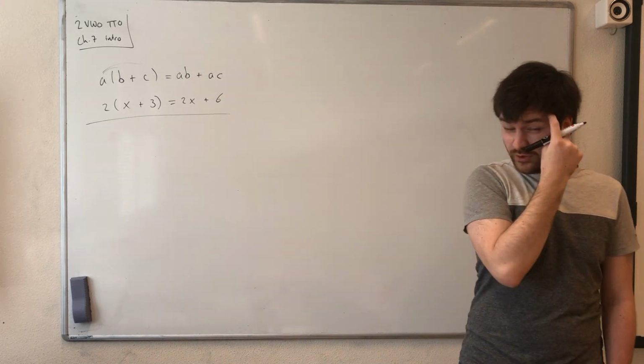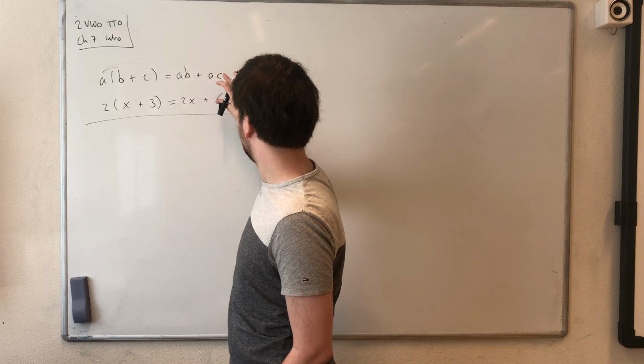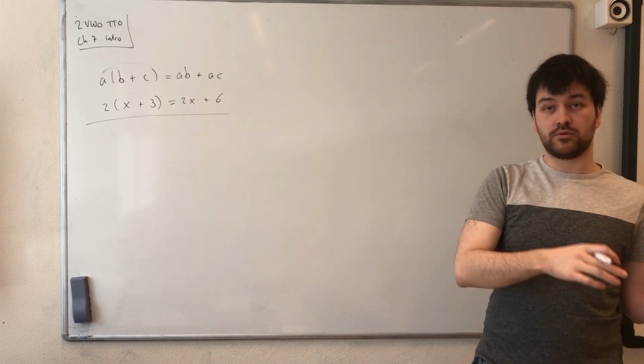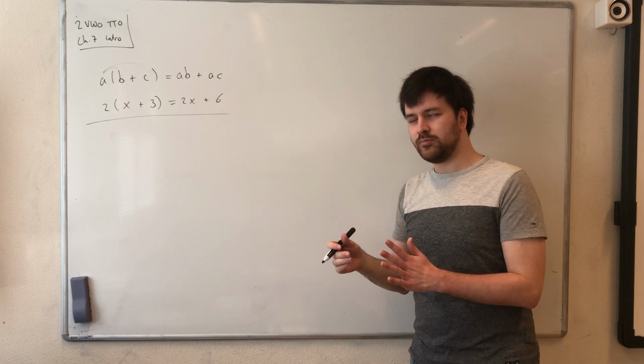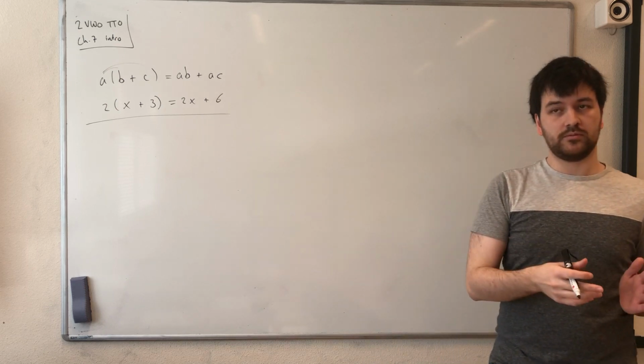In paragraph 7.2, we're basically going to do the opposite of this, going from the right side to the left side. Instead of removing brackets, we're going to add them. Why would that be helpful? Because so far we've usually only removed them. We'll see.